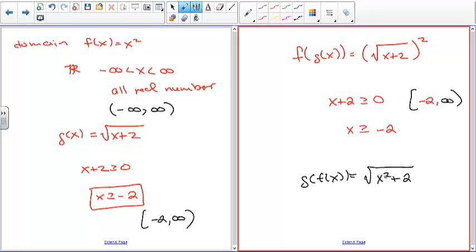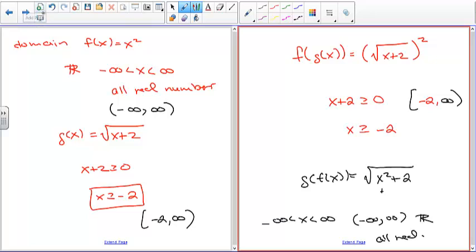Well, you'd actually just say, if I square any number, positive or negative, it's going to be positive. So that's always going to be positive. So you're going to have a positive number plus a positive number, which gives you a positive number. So in this case, the domain for this composite function is all real numbers. All those would work.